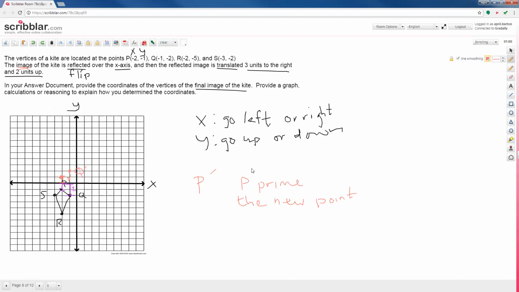So then we want to move S. How many spaces is S away from the x-axis? 2. And then we go 2 above, which is S prime.